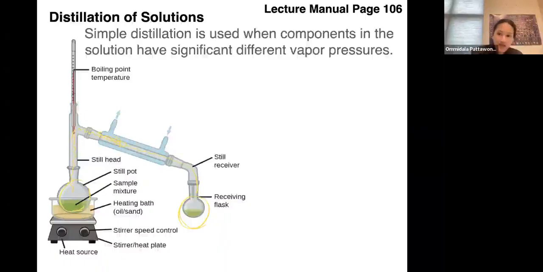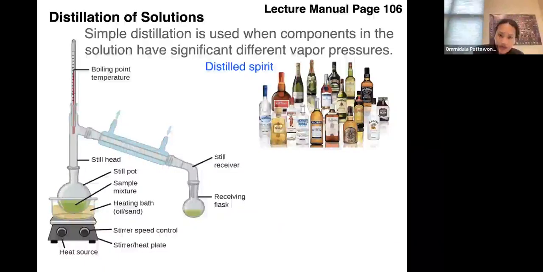And because substances have different vapor pressures, they are going to have different boiling points. So in this case, you are going to be able to separate them by looking at their boiling points. When the solution contains components that have a significant difference in vapor pressure, the components will come out at different times, so you are able to separate them.